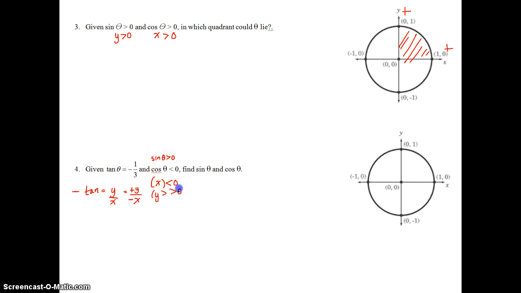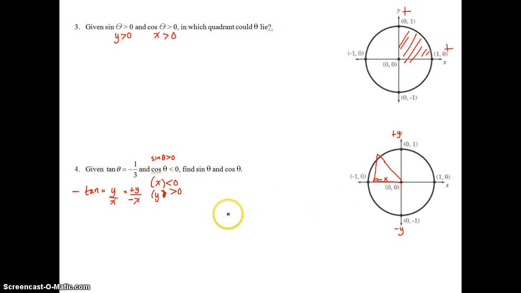So let's look at where the cosine would be negative and the sine would be positive. So here's where x is negative, right, in either the second quadrant or the third quadrant. And then we need a positive y value, right? So a negative x value would put us in the second or third quadrant, and a positive y value would put us in the first or second quadrant. So we know we're in the second quadrant. So now we can draw our triangle. Okay, so let's draw our triangle. There's my triangle. It's in the second quadrant.